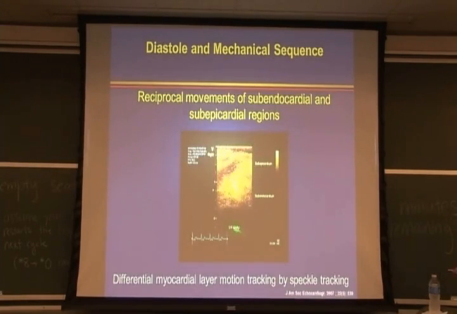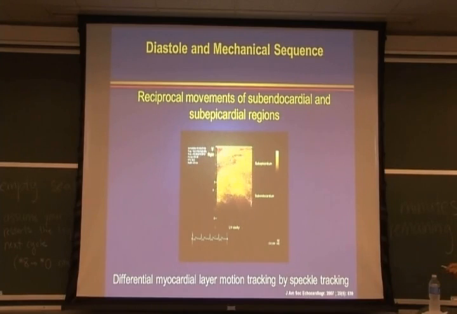So here is an example of myocardial fiber during diastole. There are differential fiber motions. They are tracked by speckle tracking. The upper one is subepicardial. The lower one is subendocardial. Subendocardial is moving towards the center of the cavity, whereas the subepicardial is moving away from the cavity, and that provides a counter-directional motion.